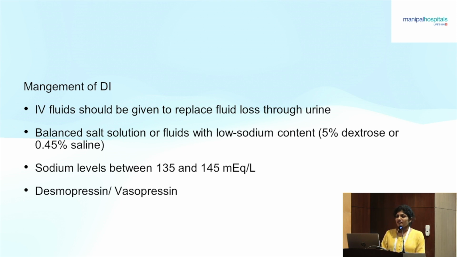Management of diabetes insipidus. IV fluid should be given to replace the fluid loss. Hypotonic solutions like 0.45% saline and 5% dextrose should be given. Sodium level should be targeted between 135 to 145. And desmopressin or vasopressin can be given. If the patient is unstable, prefer vasopressin, otherwise desmopressin. Desmopressin, I think there's some problem in availability also.